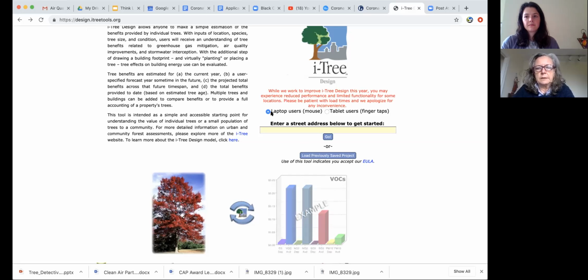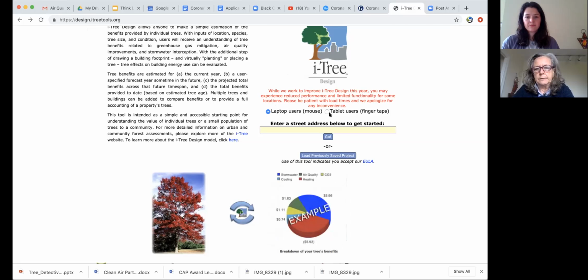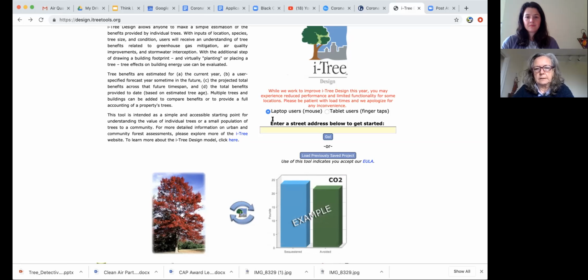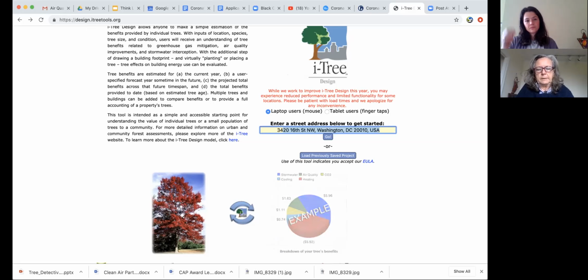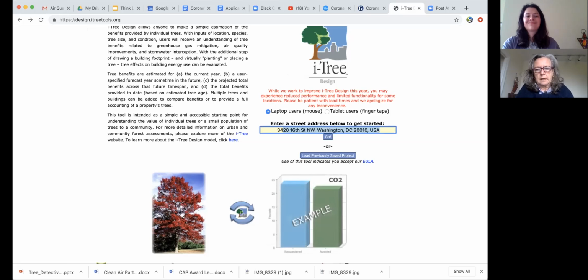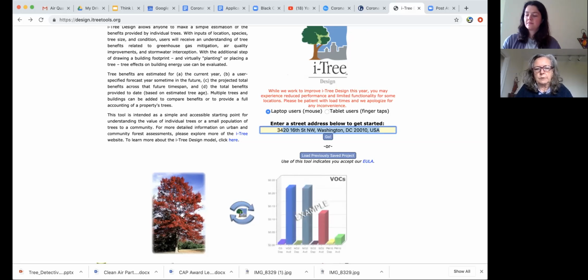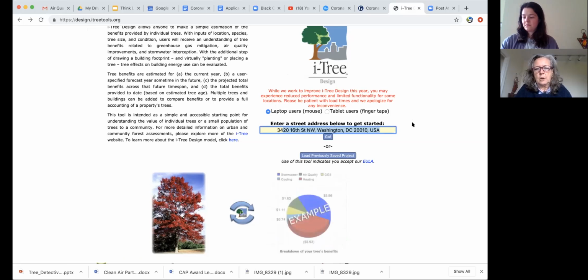So once you get to the iTree Design, you need to choose whether you're using a laptop or whether you're using a tablet. So since I'm using a laptop, I've clicked on the laptop user. And then it says enter a street address below to get started. So what we're going to do is type in your address or my address. And as you can see, I've used this site many times, so it auto-populates. But you would have to actually enter your full address as well as your zip code. Once you do that, let's hit go.